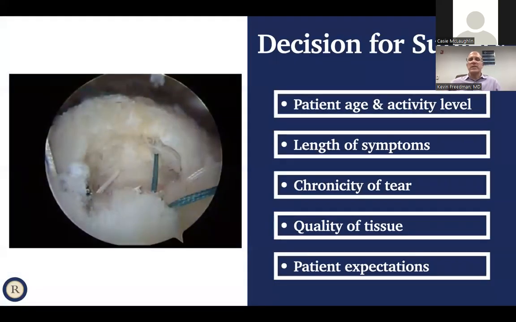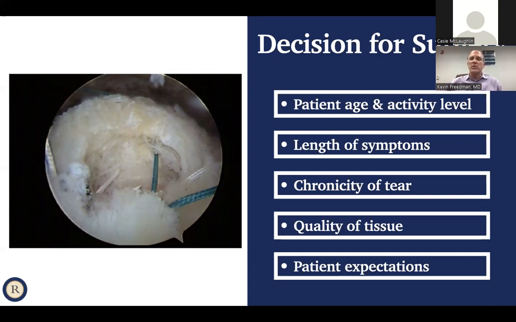So when do I decide? I mean, I am a surgeon. So when do I decide to do surgery? I love doing surgery, so I'm not going to try and tell you that there isn't anybody that we want to do it on. So when do we make this decision? It has to do with age and activity level. It has to do with how long you've been having symptoms. It has to do with whether or not this is what we call acute or chronic.